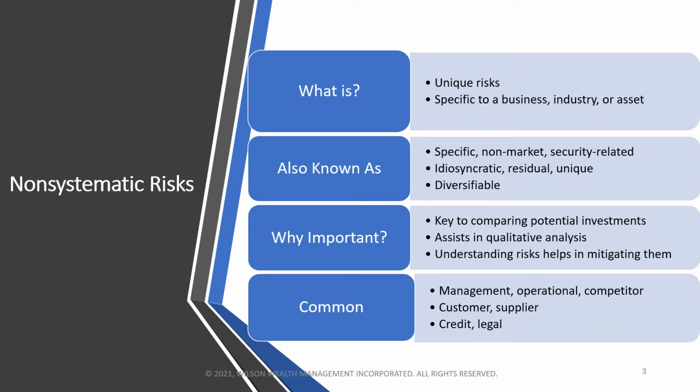Non-systematic risks. Those are unique. They are specific to the business, to the industry, to the asset, or the investment. They're also known by a variety of other terms that you'll see. My favorites would be specific, because they are specific to an investment. Non-market, and we'll see why that makes sense when we look at systematic risks. And perhaps my favorite would be diversifiable, because that's a hint on how to mitigate.